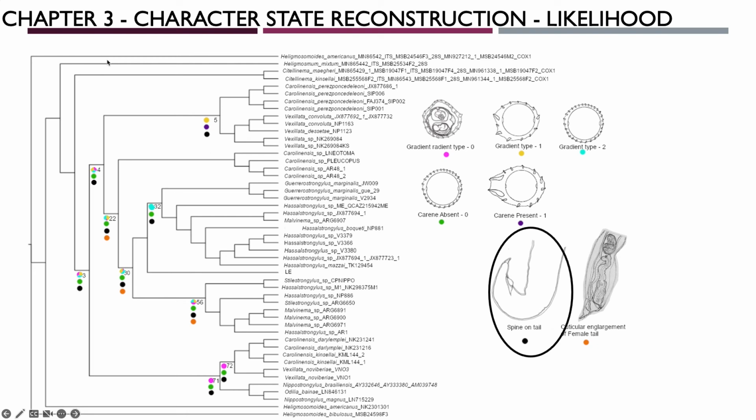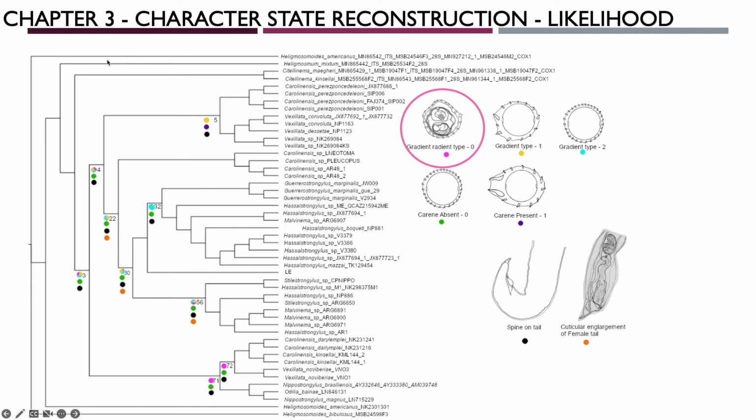So here's the first one. Here's our likelihood analysis. This is for the first 12 characters, and we're focusing on the spine of the female tail. If you notice, black dot, black dot, black dot, all these black dots, it looks like this might be a synapomorphy for this group, as it is in our 9 major clades.